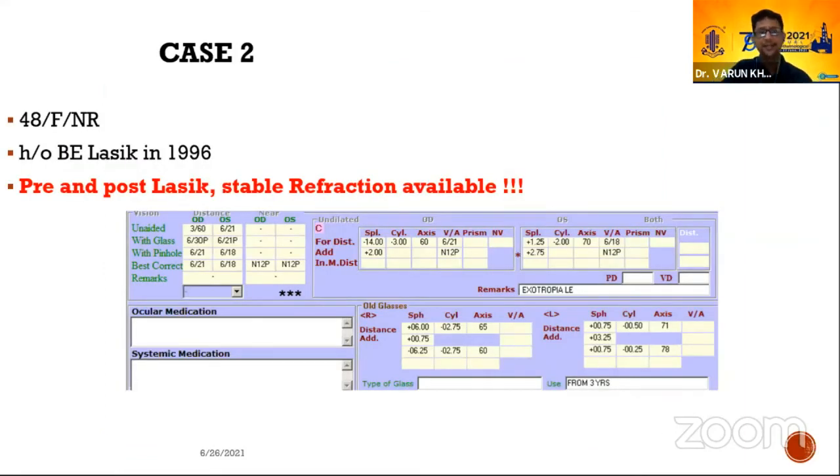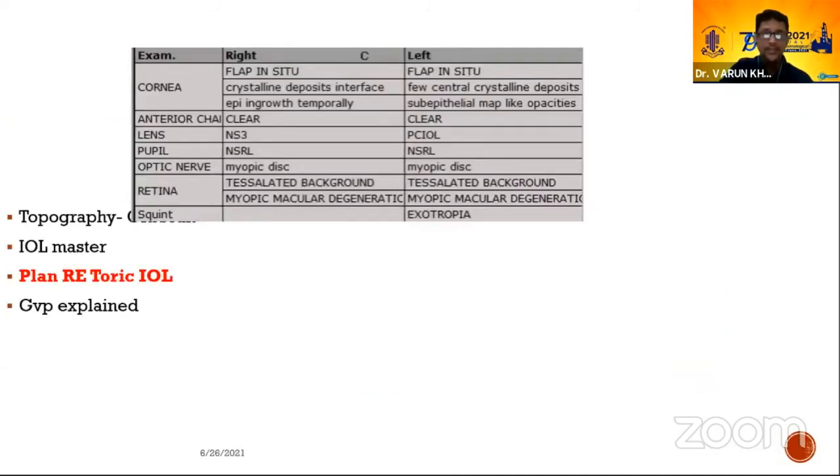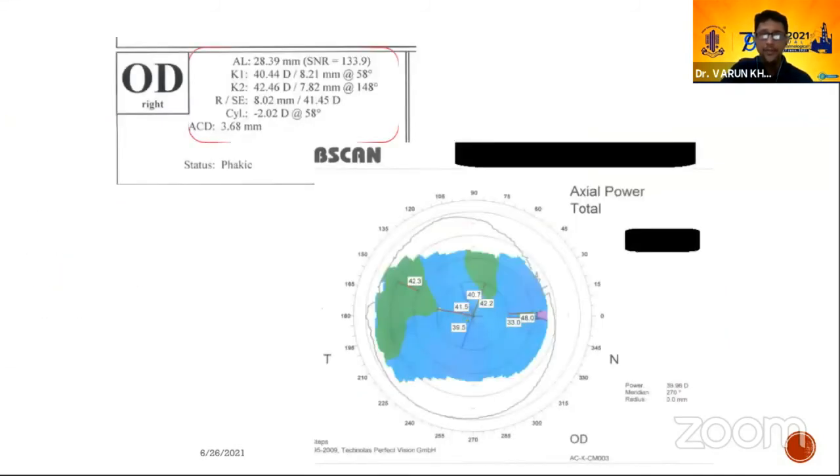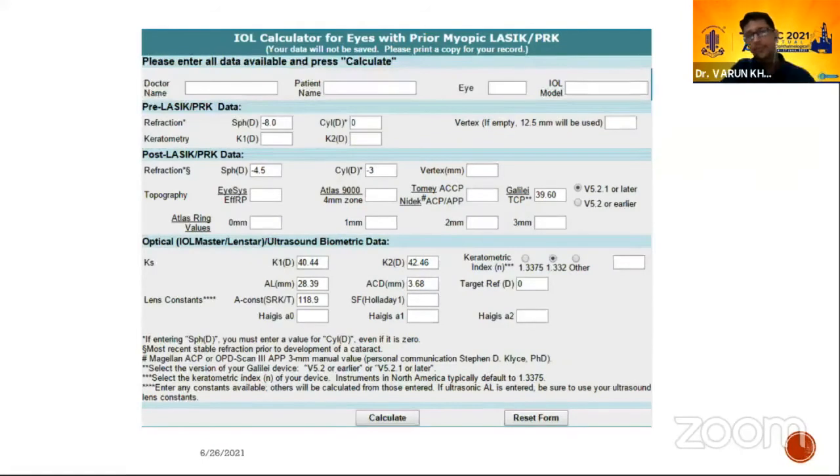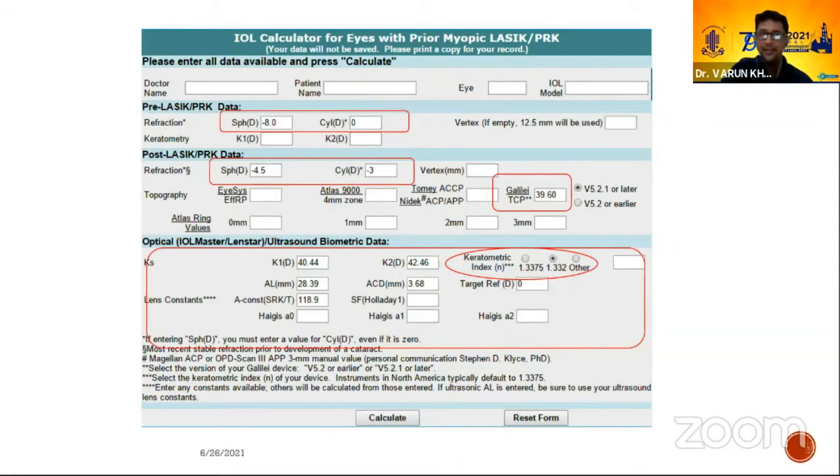This is another case. It's an interesting case where we put a toric lens in a patient who had the pre- and post-LASIK stable refraction available. So again, this is just to show that the more data that we can put into this calculator, the more accurate the reading will be. You can see that we have the pre-LASIK data, and also the post-LASIK data.